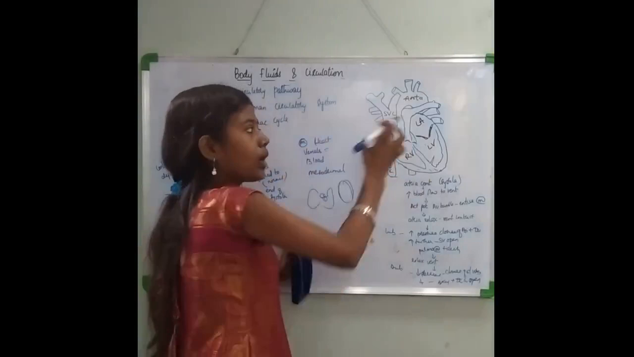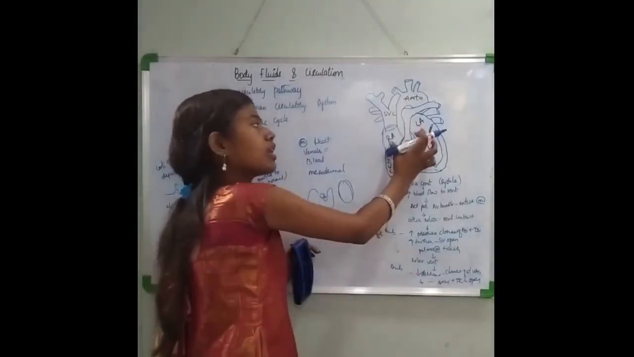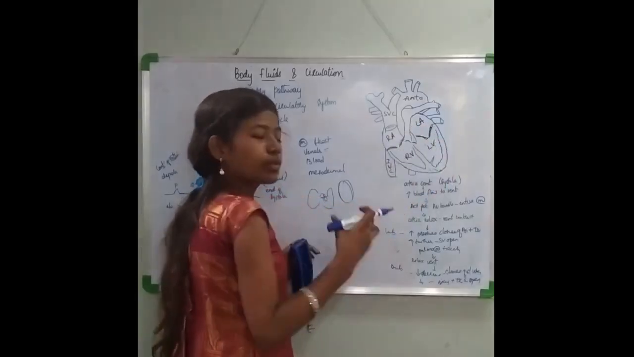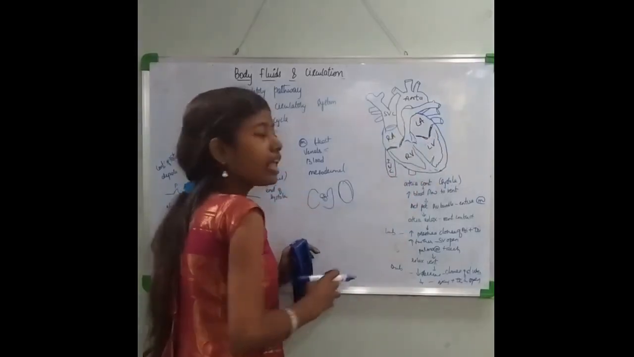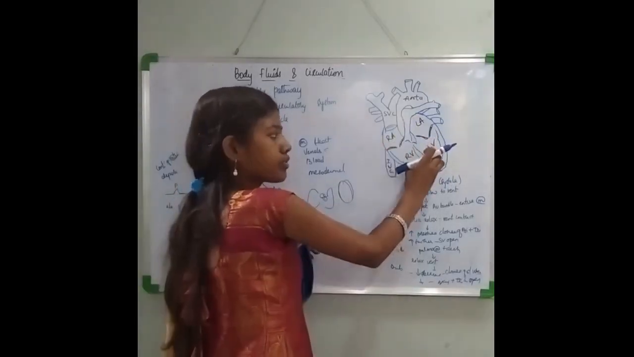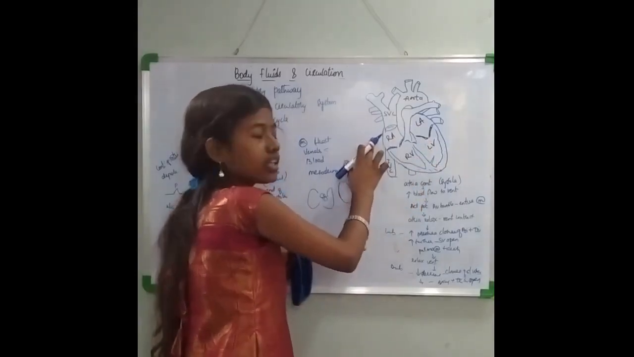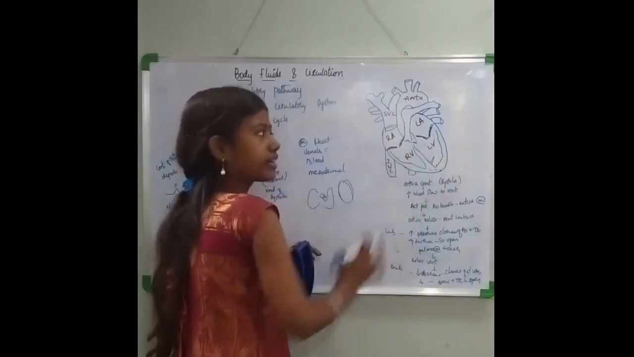Now our heart is four-chambered, right? The two upper smaller chambers are referred to as atria. The two lower larger chambers are referred to as ventricles. Atria are small when you compare them with the ventricles, and the walls of the ventricles are much thicker when you compare them with the atria. Two smaller chambers are atria, two lower larger chambers are ventricles.